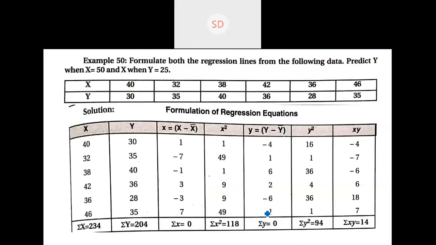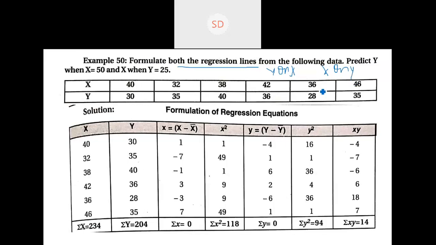Now, in this next question, apart from forming the equations, we should also predict certain values or calculate certain values. Okay, so we will see this problem, next problem. Now, formulate both the regression lines from the following data. Predict y when x is equal to 50. So they are asking us to calculate or form both the regression lines. Both regression lines means y on x and x on y. Both we are supposed to do.